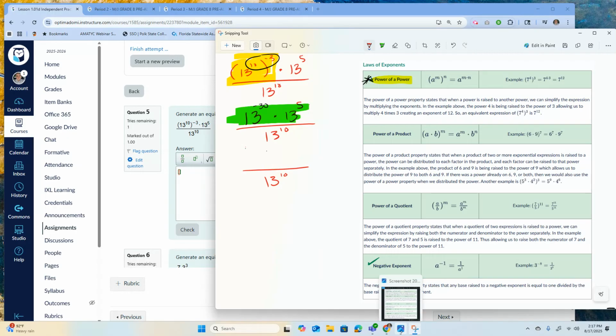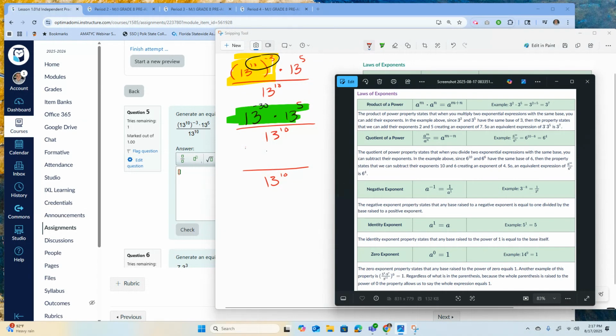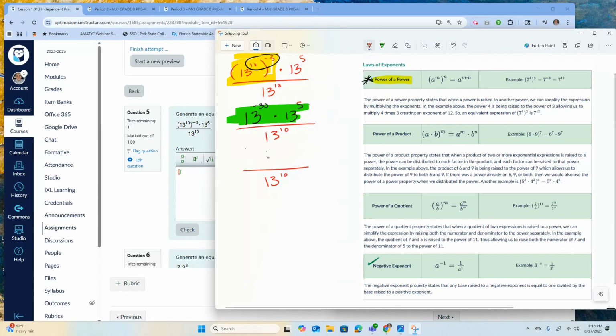And because they are multiplying, I'm going to have to apply the product of powers rule, which basically says when you multiply two powers with the same base, keep the base. So here I'm going to keep the 13. And what you're going to do is add the exponents. So negative 30 plus 5. Use the calculator if you have to. That's negative 25. And look, I got rid of the repeated bases on the top of the fraction.